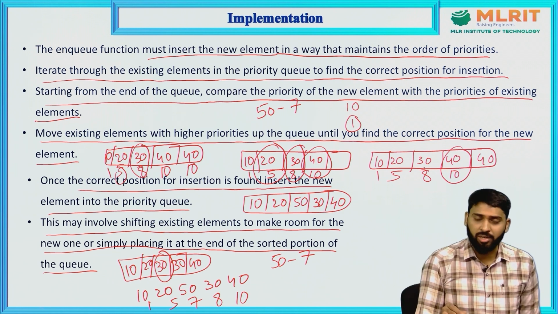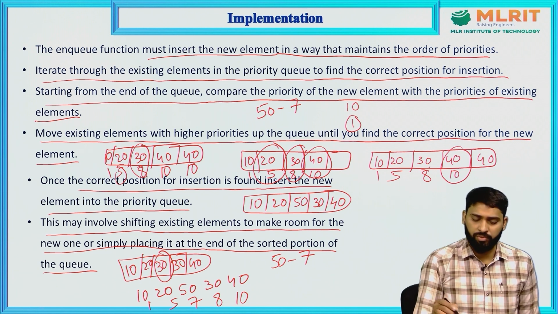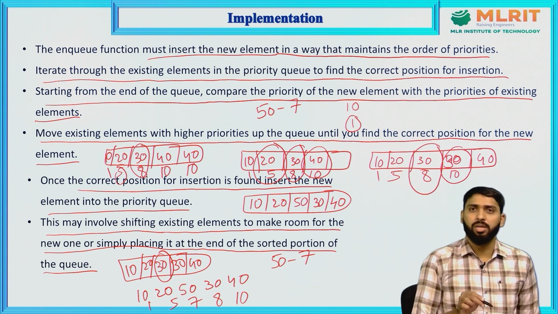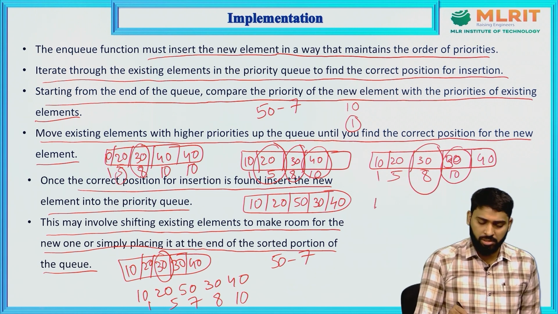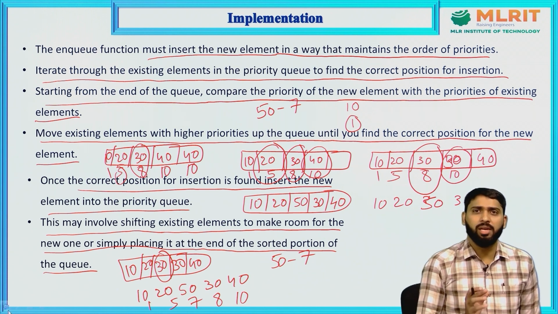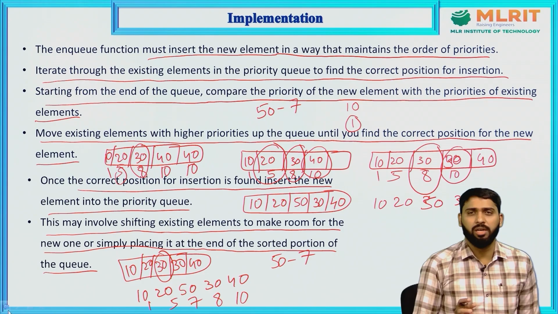Okay, so 30 has the lowest priority compared to 50. So shift. So this is the 30. Now 20 has the highest priority compared to 50. So we identify that this is the place where we are going to insert the new element 50. So it is inserted in 10, 20, here the 50, 30, 40. Okay. So the remaining operations are the same as in a normal queue. So let us execute the program.